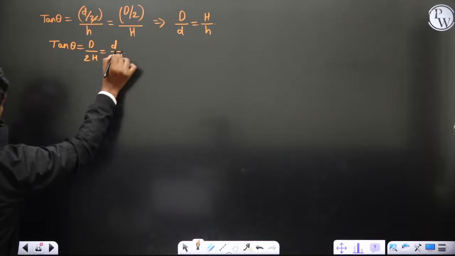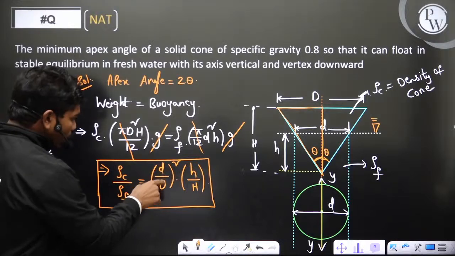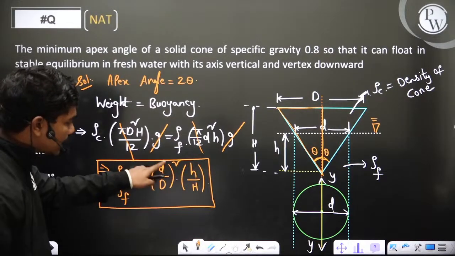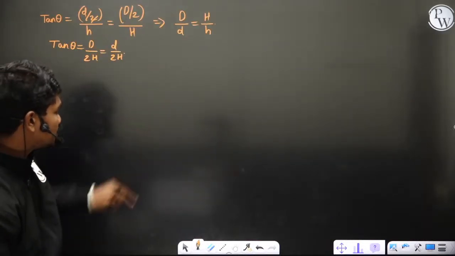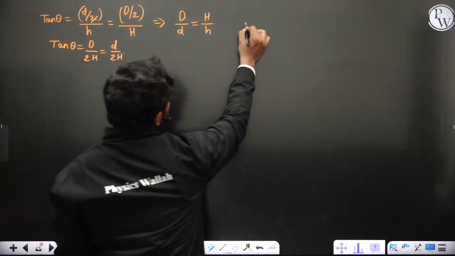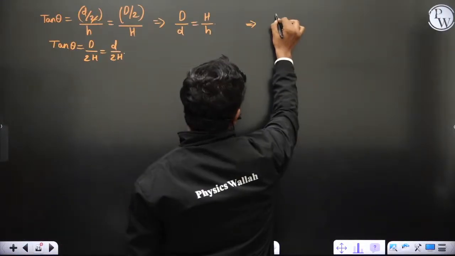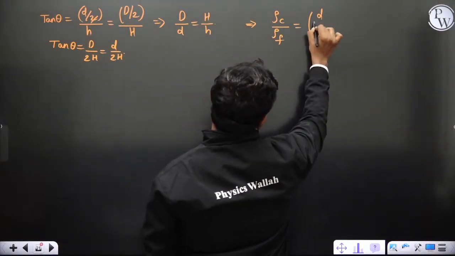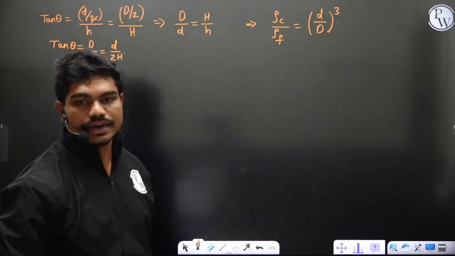We'll use these expressions whenever it's needed, but for the time being, can we do one thing? This is small d by capital D whole square into h by H. Since this small h by capital H I can replace with small d by capital D, what we can do is write that density of the cone by density of fluid is equal to d by D whole cube. Yes or no? So d by D whole cube.